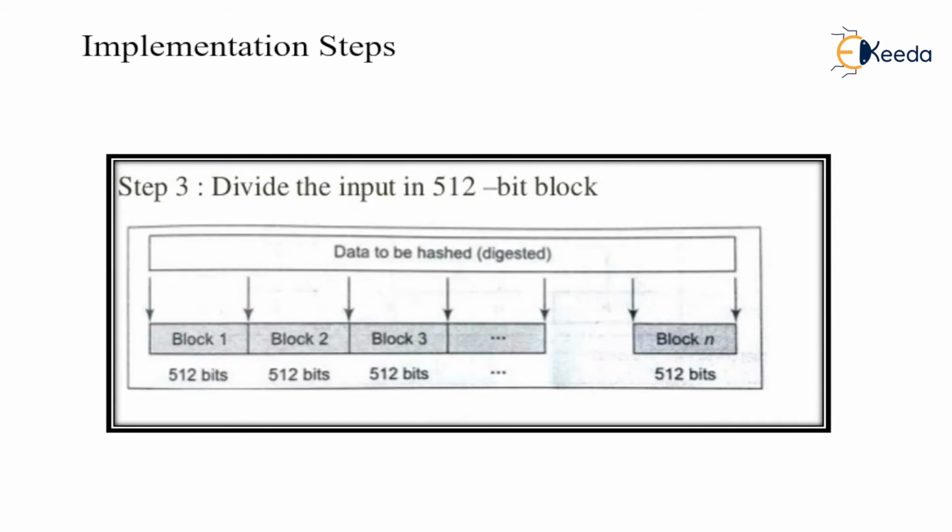And step 3 is divide the input into blocks, that means divide the output of the second step into 512-bit blocks. So whatever message has to undergo the digest functionality will be divided into a number of blocks, and each block will be of 512 bits. This is the third step.